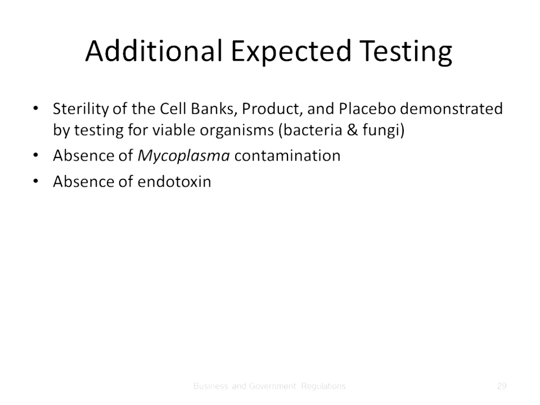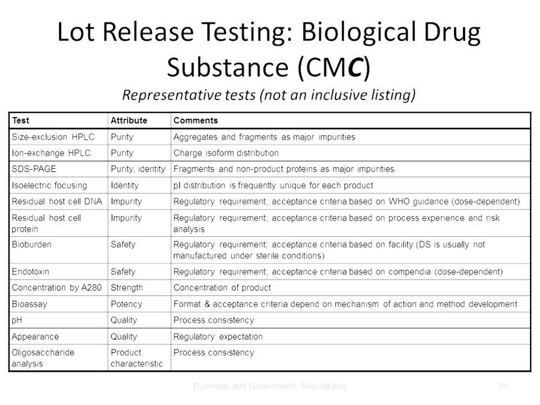And there is some additional expected testing. For example, you want to show that your cell banks are sterile. You don't have any contamination in there. And mycoplasma is important. You don't want mycoplasma contamination, so you have to do testing for that, and you have to show absence of endotoxin. Okay, so you want sterility of cell banks, products, and the placebo when you are doing clinical trials, right?